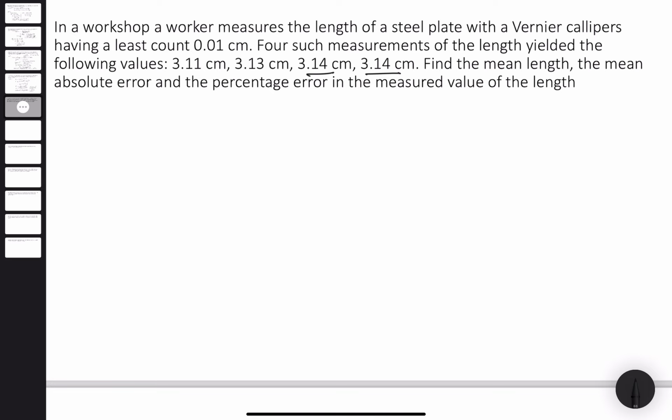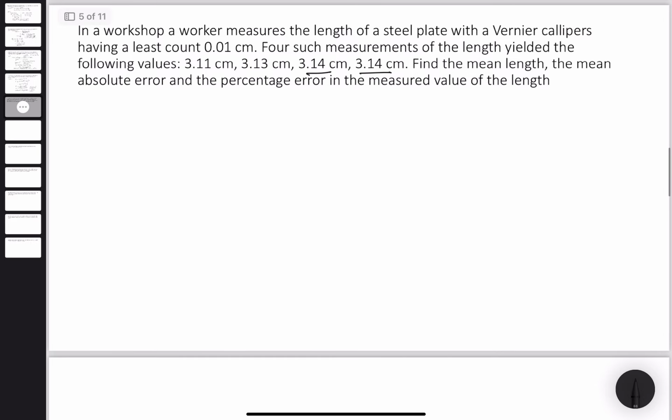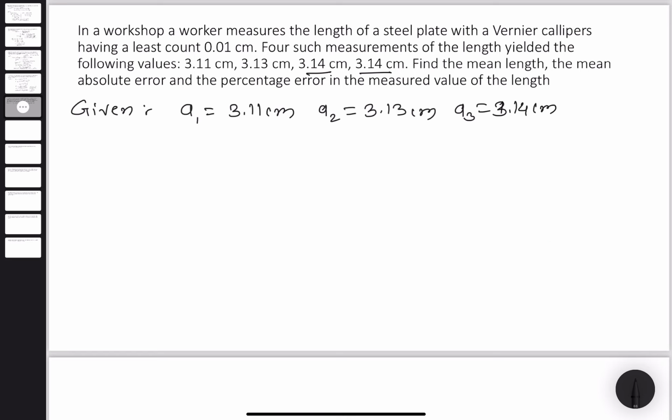Okay, so first we will write given. Here are four calculated measurements. So we will take a1 is equal to 3.11 centimeter, a2 is 3.13 centimeter, a3 is equal to 3.14 centimeter, and a4 is equal to 3.14 centimeter.